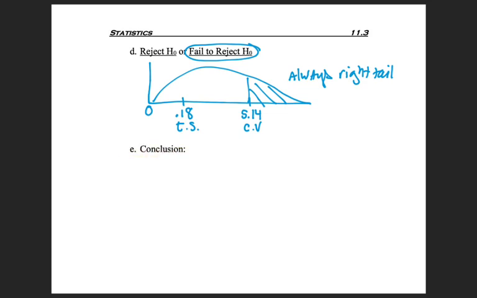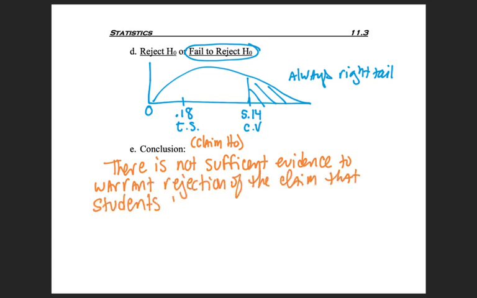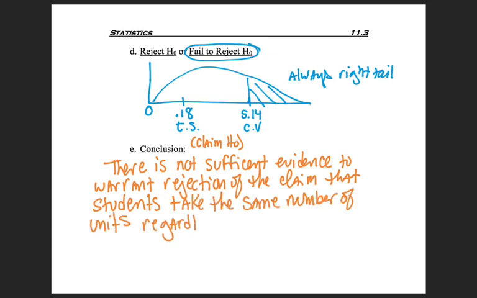For my final conclusion, I look back and I wrote that the claim was H naught. We just decided that we failed to reject H naught, and so my guidelines tell me to start with, there is not sufficient evidence to warrant rejection of the claim that, taking it from this question, students take the same number of units regardless of their year in school.